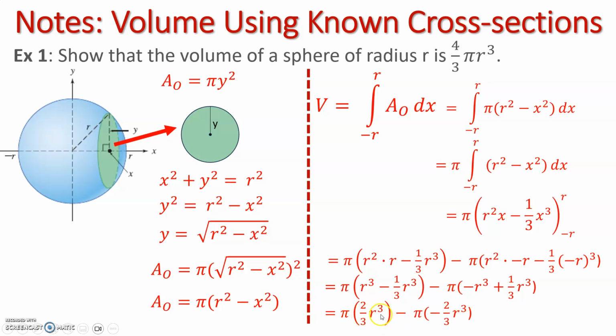Now, simplifying again, we see here a negative times a negative makes this positive. So altogether we get 2/3 pi r cubed, and then here, positive 2/3 pi r cubed. So altogether that makes 4/3 pi r cubed. Thus, the formula for the volume of a sphere.